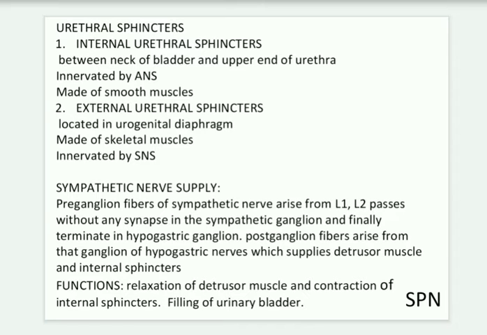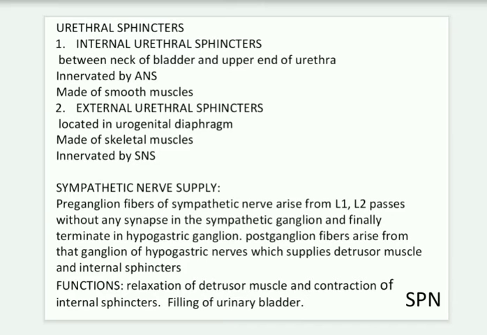The internal one lies between the neck of the bladder and the upper end of the urethra, and it is innervated by the ANS, the autonomic nervous system, and it is made of smooth muscles. The external one is located in the urogenital diaphragm, made of skeletal muscles, innervated by the somatic nervous system.